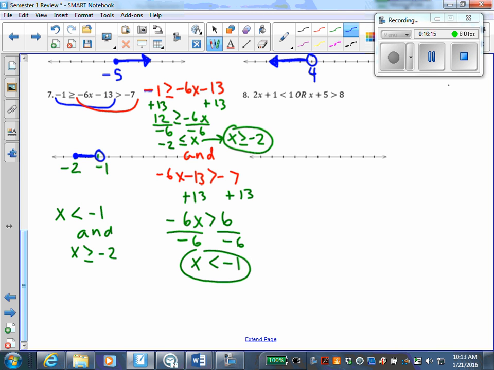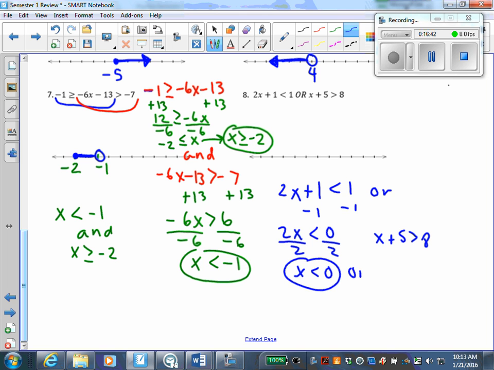Last one of the inequalities: 2x + 1 < 1, or x + 5 > 8. Those are already split up for us into two parts, which is good. So I'm going to just rewrite them to have more room. Okay, let's just solve this one. Minus 1 on both sides. We get 2x < 1 - 1, which is 0. Divide by 2. x < 0.